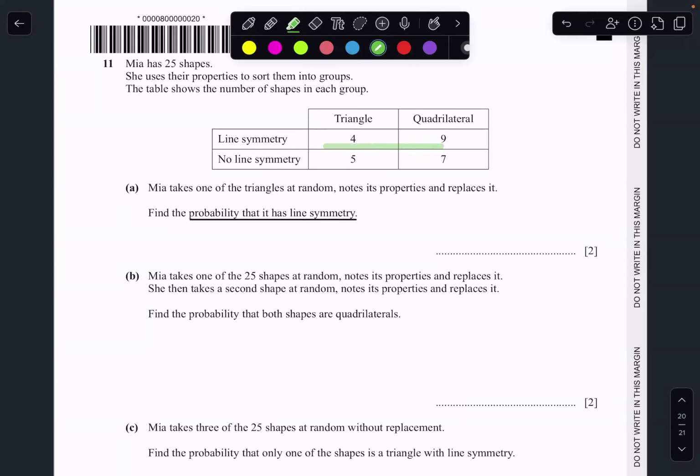So I'm going to look at this. Sorry, triangle. Yes, there is. Takes one of the triangles at random. Yes, so shape is involved. One of the triangles at random, and the probability that it has a line of symmetry. So what should that be? 4 by... No. Mia takes one of the triangles at random. She's taking one of the triangles at random. 4 by 9. Yes.